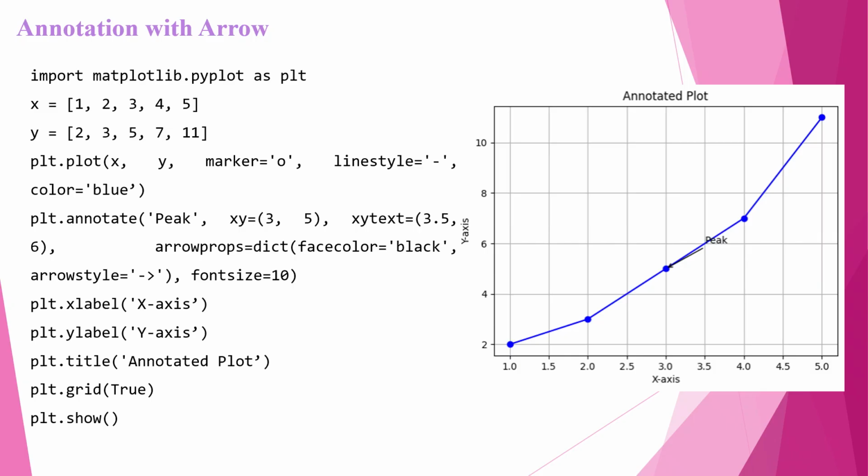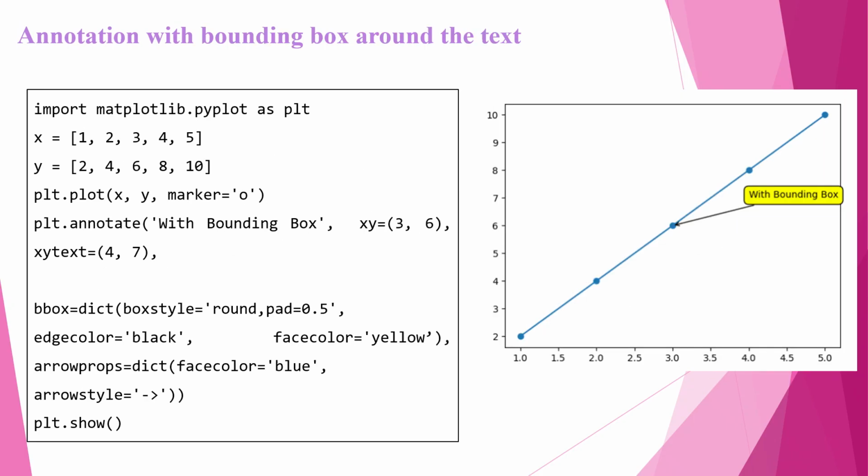The annotate function is then used to label a specific point on the graph, in this case the point 3, 5 with the text peak. The xy parameter specifies the exact point being highlighted, while xy text defines where the text should be placed. The arrow props parameter is used to draw an arrow from the text to the point, making it easier to identify the highlighted location. Additional elements like axis labels, titles, and grids are added to improve the readability. Finally, the plot is displayed using plt.show, resulting in a clear and informative annotated visualization.